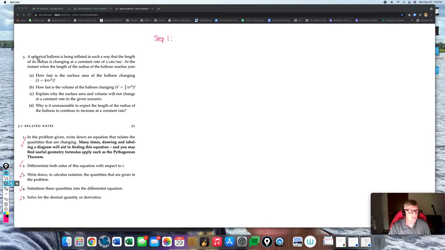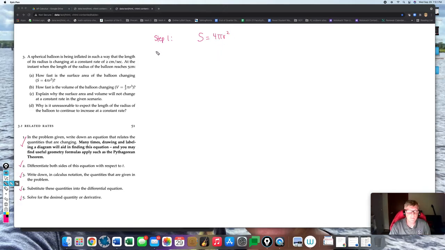Okay, so let's read this. A spherical balloon is being inflated in such a way that the length of its radius is changing at a constant rate of 2 centimeters per second. At the instant when the length of the radius of the balloon reaches 5 centimeters, how fast is the surface area of the balloon changing? So the good news is that the equation in step 1 is already done for you. The surface area of a sphere, my bad, is 4 pi r squared. So they gave you that equation.